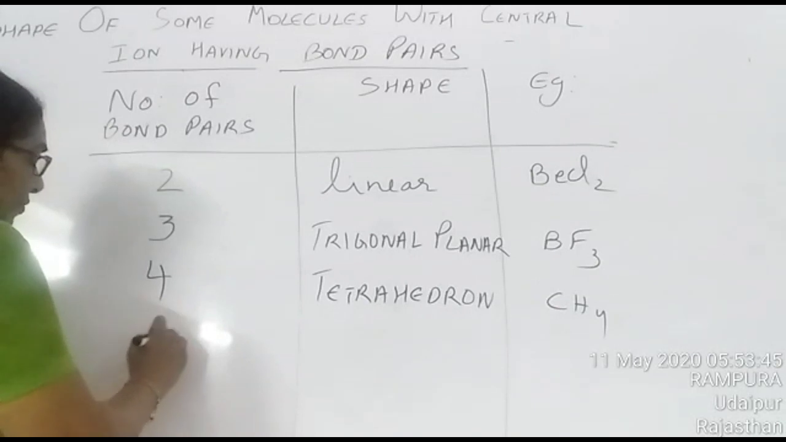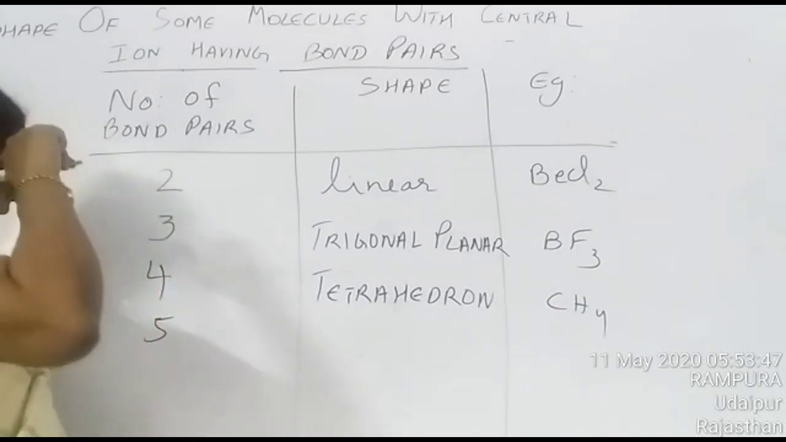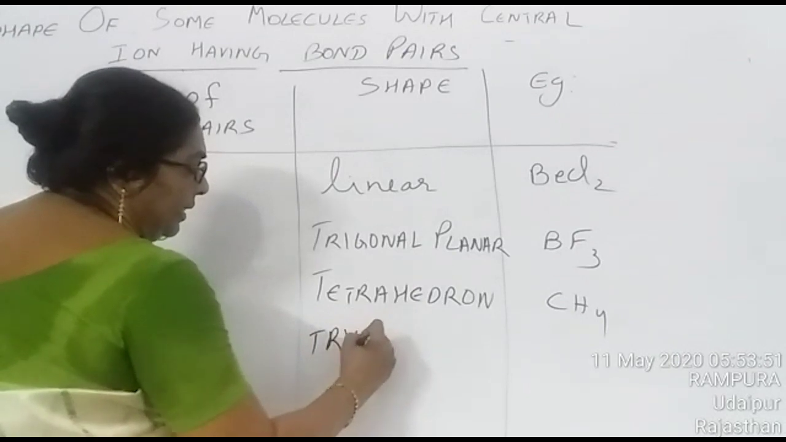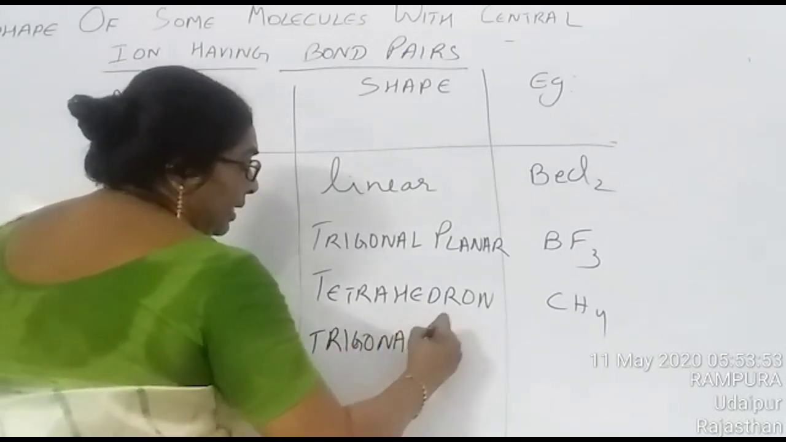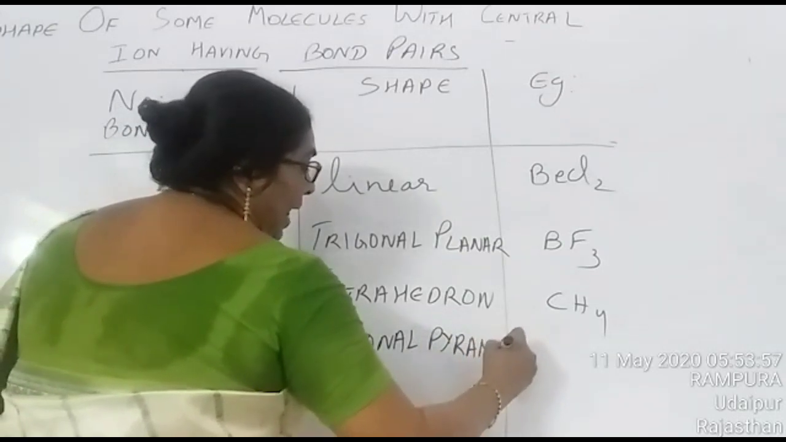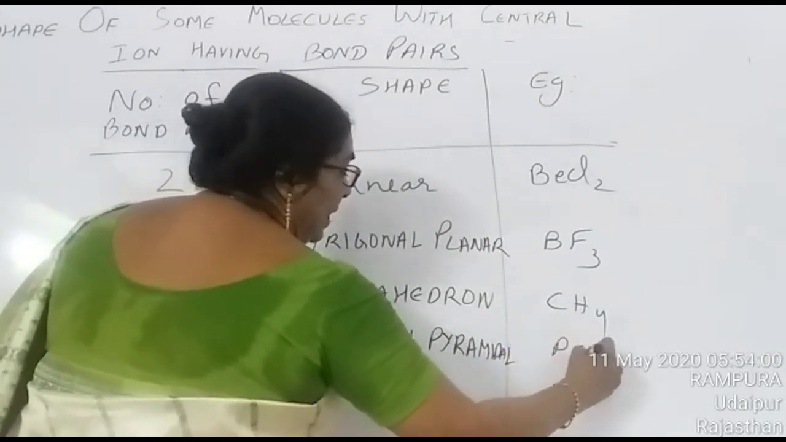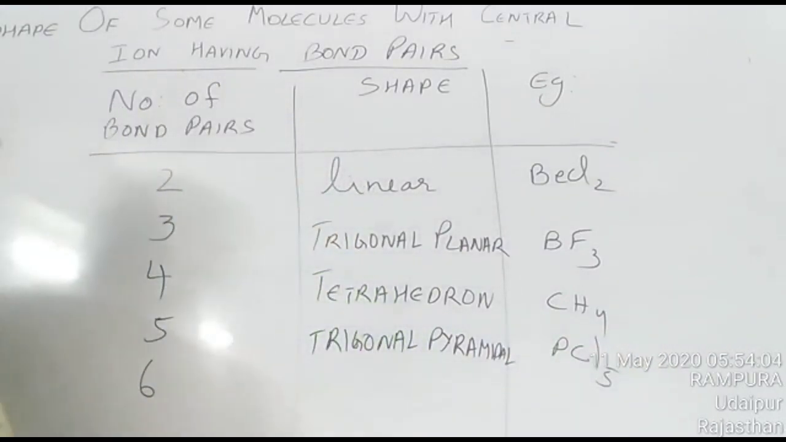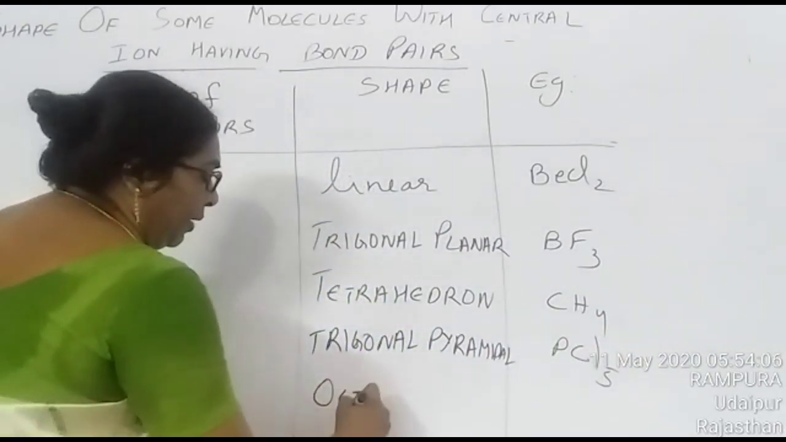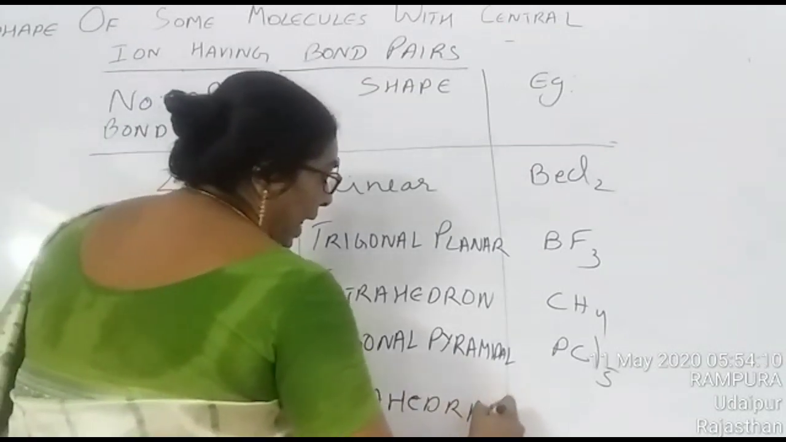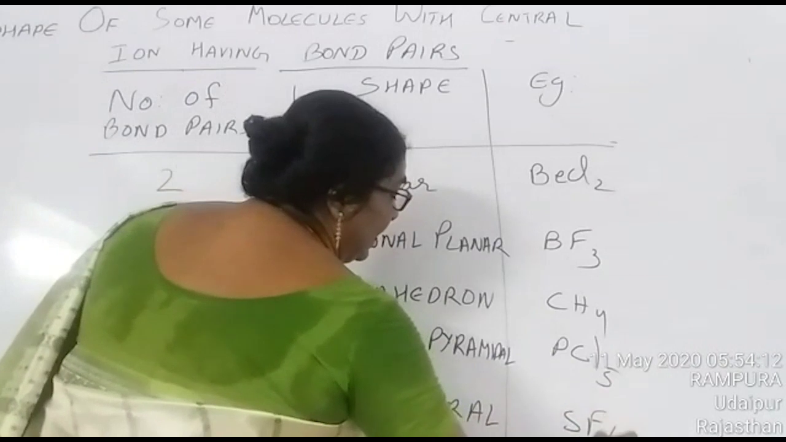If it has 5 bond pairs, then we can say that it has a trigonal bipyramidal structure. An example we can consider is PCl5. Or if it has 6 bond pairs, then the shape will be octahedral, and an example we can consider is SF6.